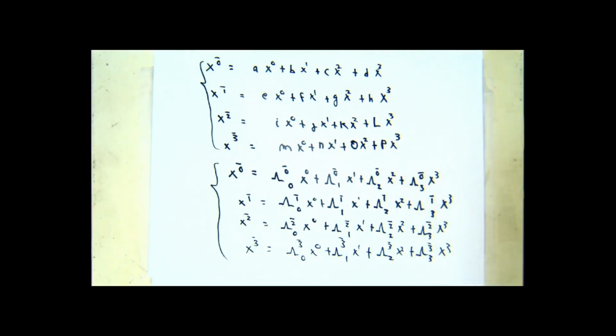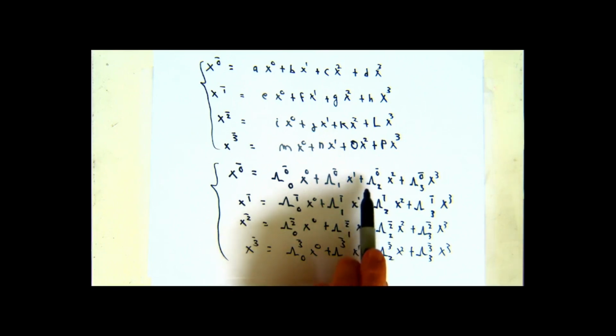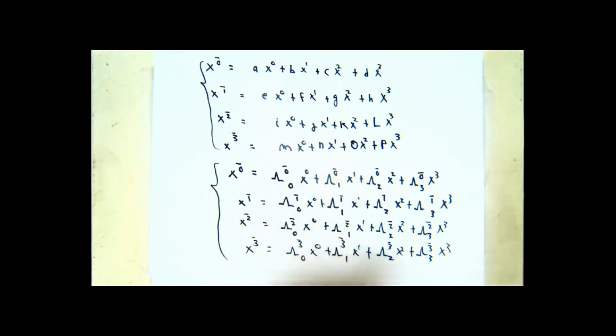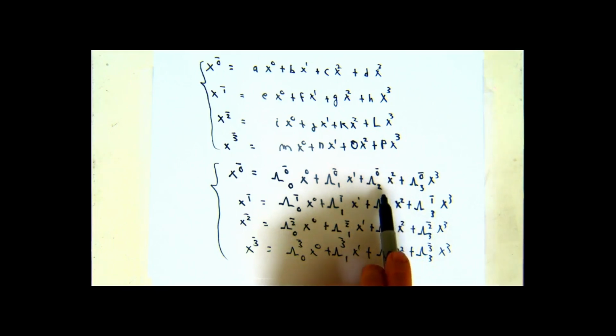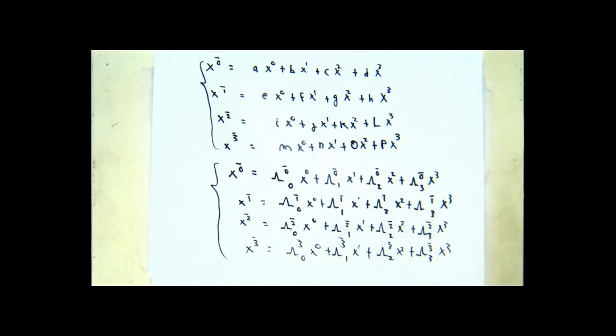In order to write this in a very compact form, within each one of these equations, when I multiply by x0, the lower index on the coefficient will be 0, x1, 1 for the coefficient, x2, 2 for the coefficient, and x3, 3 will be the lower coefficient index on the lambda. If I take advantage of the summation convention, I can write these four formulas in a very compact way.